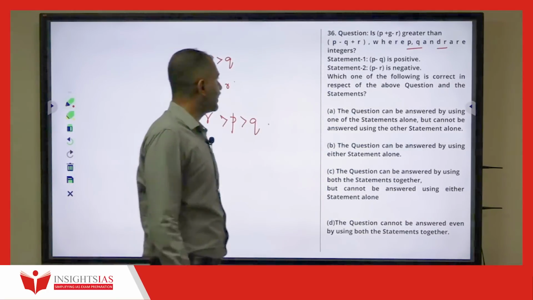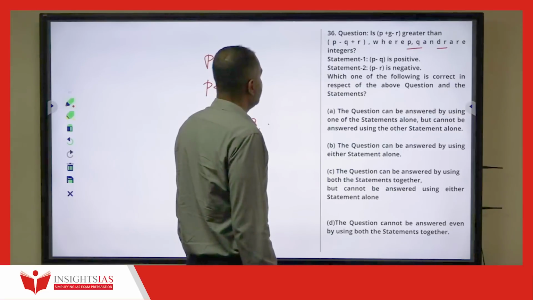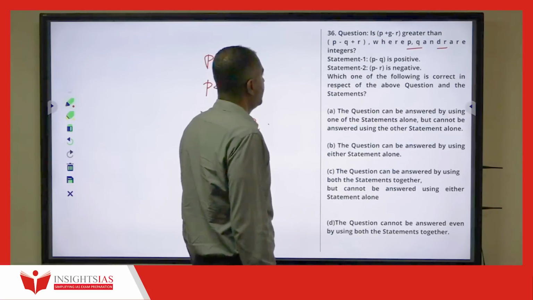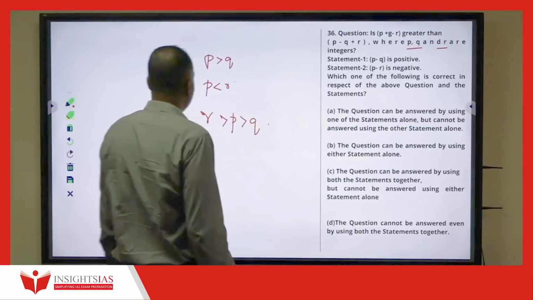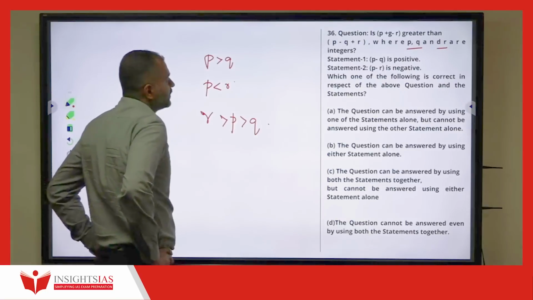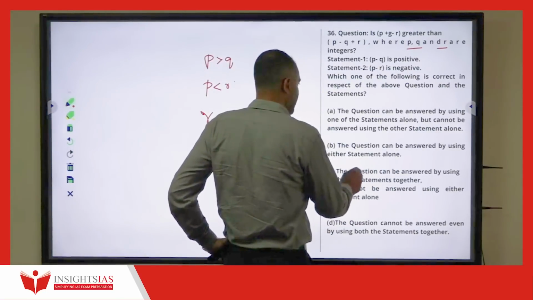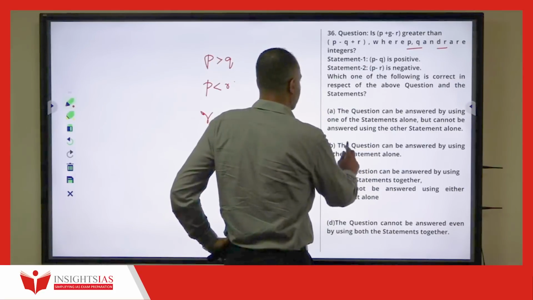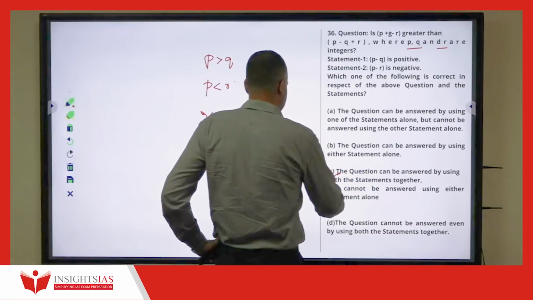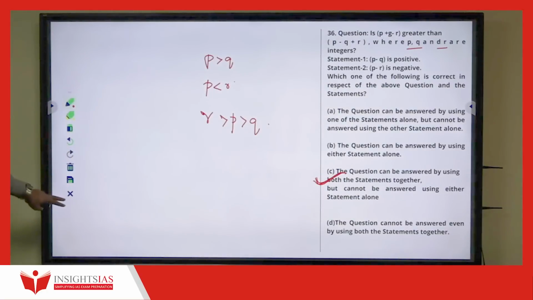Now, which one of the following is correct with respect to the above question? What is the question? P plus Q minus R greater than P minus Q plus R. I have checked all these possible cases here. In all the cases, yes. We need both statements to answer this question. Can the question be answered using either statement alone? No. Using one of the statements alone? No. The question can be answered using both statements together. Yes, option C. I have checked some of the values. Hence, the answer is C.